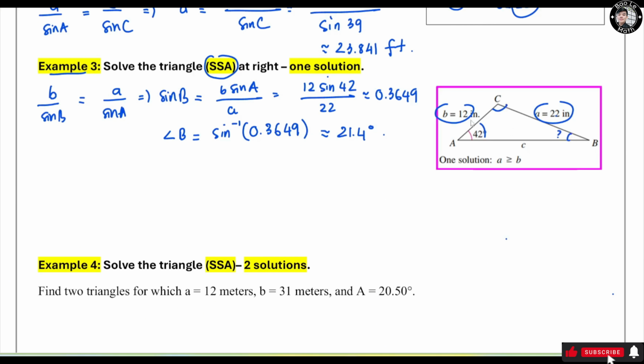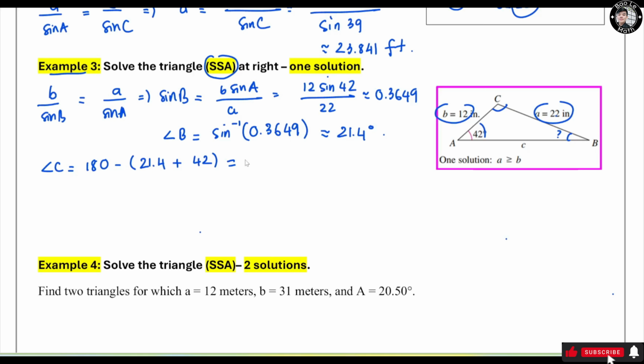To solve for angle C, we just use the triangle sum theorem. So the measure of angle C equals 180 subtract angle B, which is 21.4, plus angle A, which is 42.